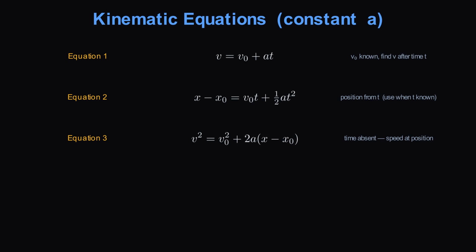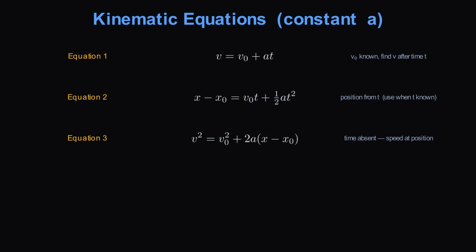Equation 2. x minus x0 equals v0 times t plus 1/2 a times t squared. This is the position equation. Notice the two terms. The first, v0 times t, is the displacement you would have had with no acceleration at all. The second, 1/2 a times t squared, is the extra displacement due to the acceleration.